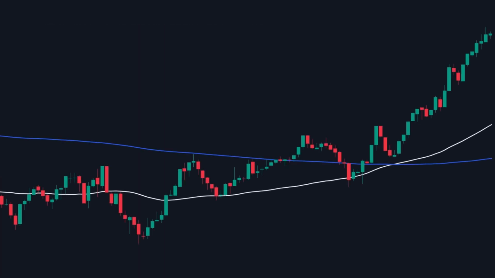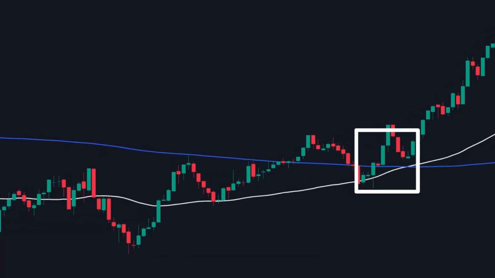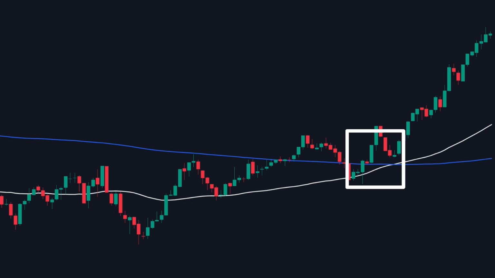Here's a great buy signal. The 50 EMA crosses above the 200 EMA, and we see a bullish engulfing candle right after. This is our confirmation to enter the trade. Notice how the price action follows the moving averages. After the cross, this bullish engulfing pattern confirms the upward momentum. We enter the trade immediately.